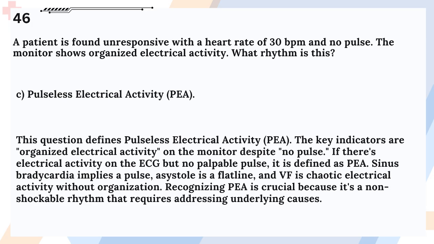Answer: C. Pulseless electrical activity, PEA. This question defines pulseless electrical activity, PEA. The key indicators are organized electrical activity on the monitor despite no pulse. If there's electrical activity on the ECG but no palpable pulse, it is defined as PEA. Sinus bradycardia implies a pulse, asystole is a flatline, and VF is chaotic electrical activity without organization. Recognizing PEA is crucial because it's a non-shockable rhythm that requires addressing underlying causes.